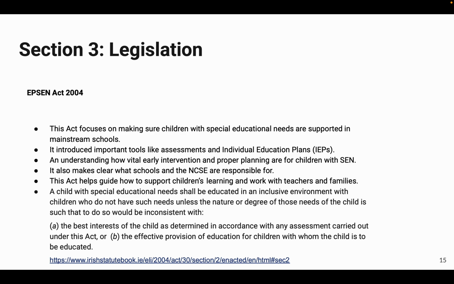A child with special educational needs shall be educated in an inclusive environment with children who do not have such needs unless the nature or degree of those needs of the child is such that to do so would be inconsistent with (a) the best interest of the child as determined in accordance with any assessment carried out under the Act, or (b) the effective provision of education for children with whom the child is to be educated. Came from the Irish Statute Book.